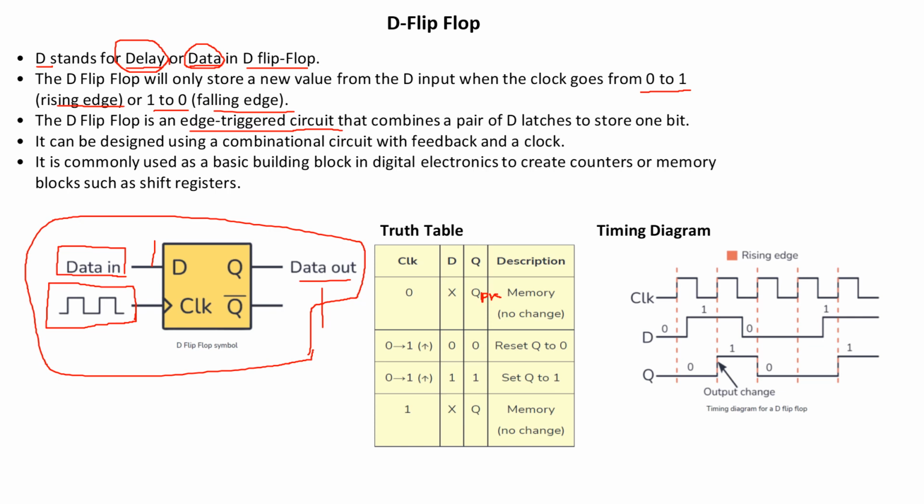And when the clock goes from 0 to 1, so it is rising, as you can see from the symbol, it is a rising edge. So whatever the data you have, if it is 0, the same will be transferred to the output. Again, when it is a rising edge, if it is 1, 1 will be transferred. And if the clock is 1 and D is whatever it may be, again the Q will be a memory state, so there will be no change. So that is the truth table.